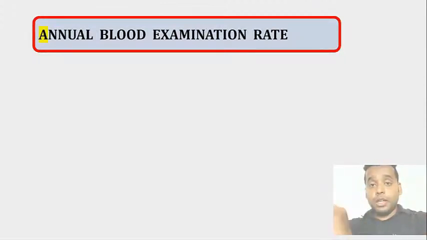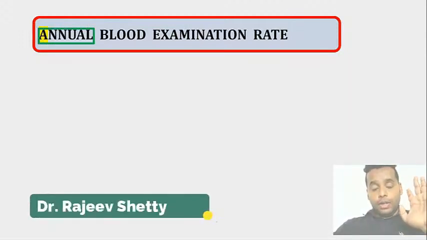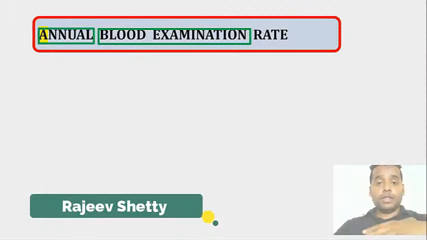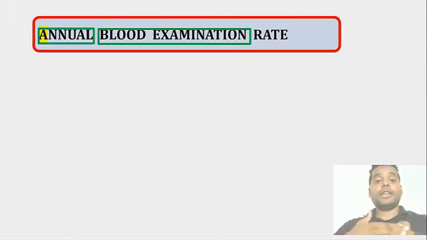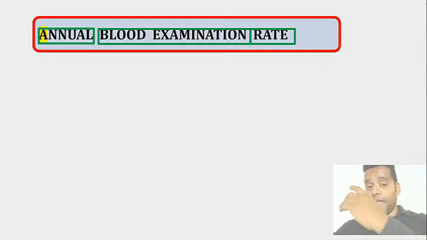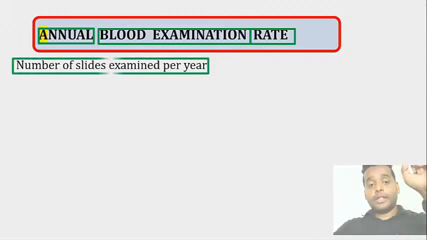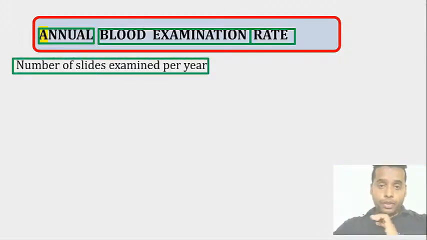Good. Now come to ABER, annual blood examination rate. Again repeat, split the words. 1 year. Annual blood examination means slides collected, slides examined from fever cases. How many slides are examined in a given year? That is annual blood examination rate. Number of slides examined per year. So like every month you examine, that is monthly blood examination rate, MBER. When you take 12 months average, that will become ABER, annual blood examination rate.